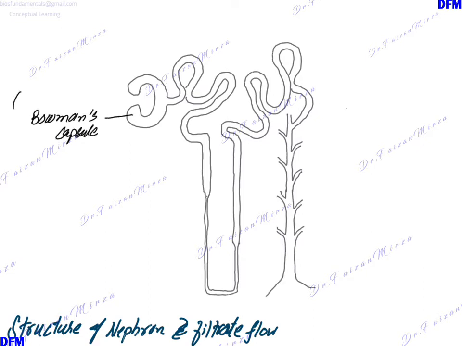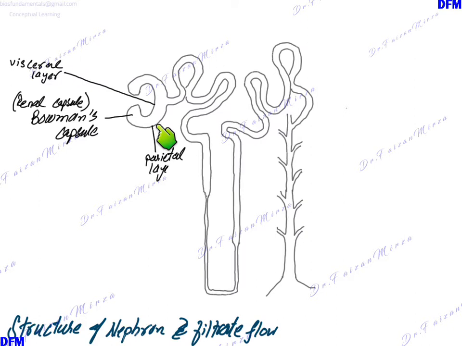The nephron parts include Bowman's capsule. Bowman's capsule is also called the renal capsule. Bowman's capsule has 2 layers. Number 1, the first layer is called the visceral layer, which is in contact with the glomerulus, and the outer layer is called the parietal layer, which is in contact with the surrounding tissue of the cortex. The region between the 2 layers, the visceral and parietal, is called the Bowman's space or the renal space. This is where the filtrate gets collected.